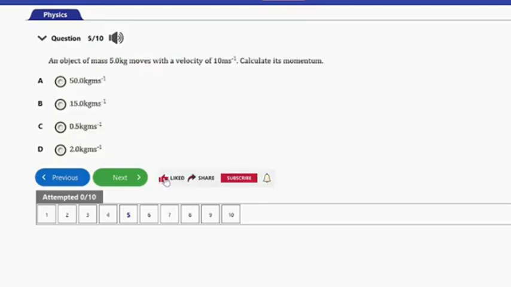So the next question we have here is question number 5. It says, an object of mass 5.0 kg moves with a velocity of 10 meters per second. Calculate its momentum. Alright, so guys, this is a very simple question. Let's recall that momentum is the product of mass and velocity. Here we're given the mass already in the standard units and the velocity as well. So we are just going to multiply the two, 5.0 kg times 10 meters per second, and that's 50 kilogram meter per second. So option A here is the answer to this question. Let's go ahead and consider the next question, guys.